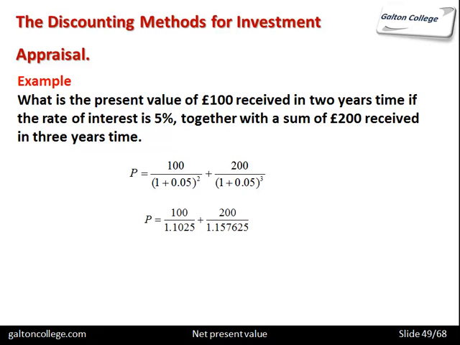So just square the first one and cube the second one. 1 plus 0.05 cubed, and you'll see the figure on the denominator of the second expression. Add the two together when you divide out, and you find it's £263.47. So £100 in 2 years plus £200 in 3 years, if the rate of interest is 5%, is the same as £263.47 right now.